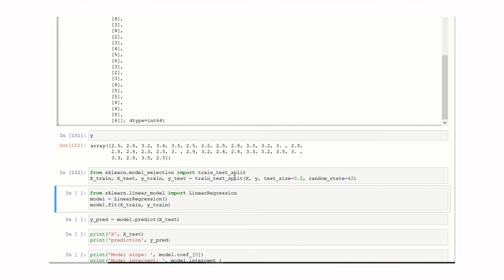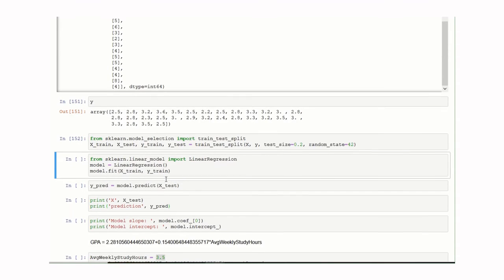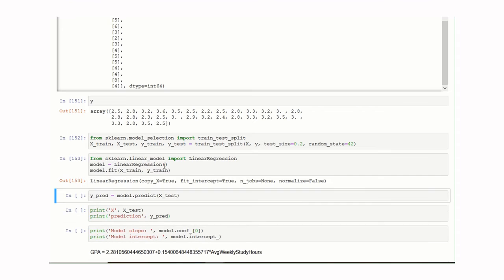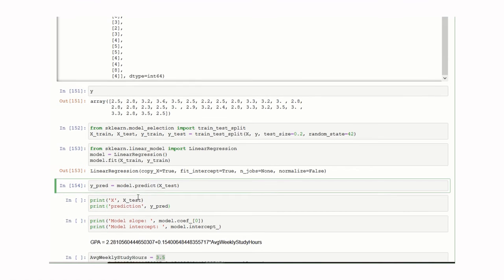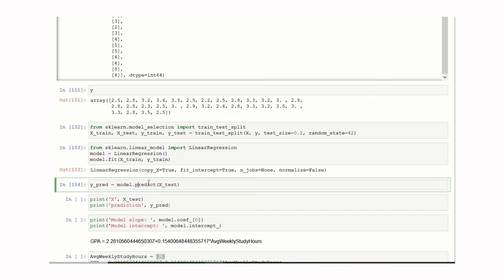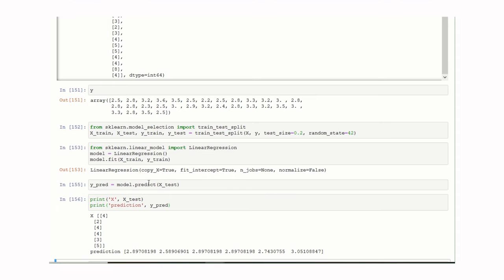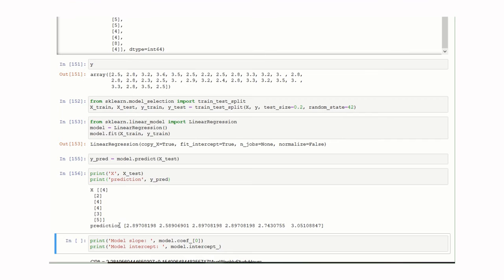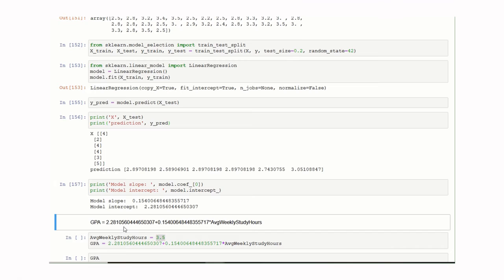Here we are splitting the entire data set into train and test. And here we are passing training data to the model to come up with the slope and intercept. Here by using the slope and intercept that our linear regression model found, we are predicting the test data. These are the test features and these are the predictions our model came up with. These are the slope and intercept that our model found by using the dataset.